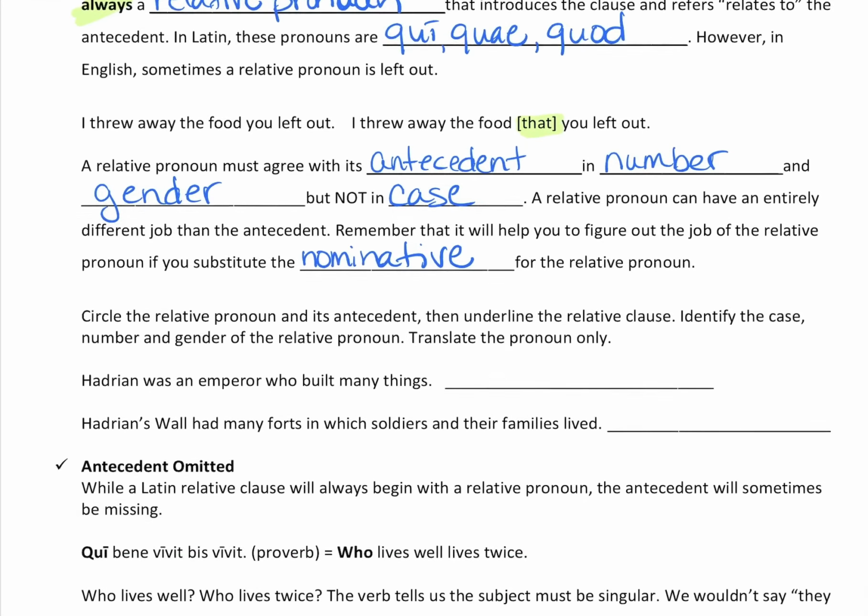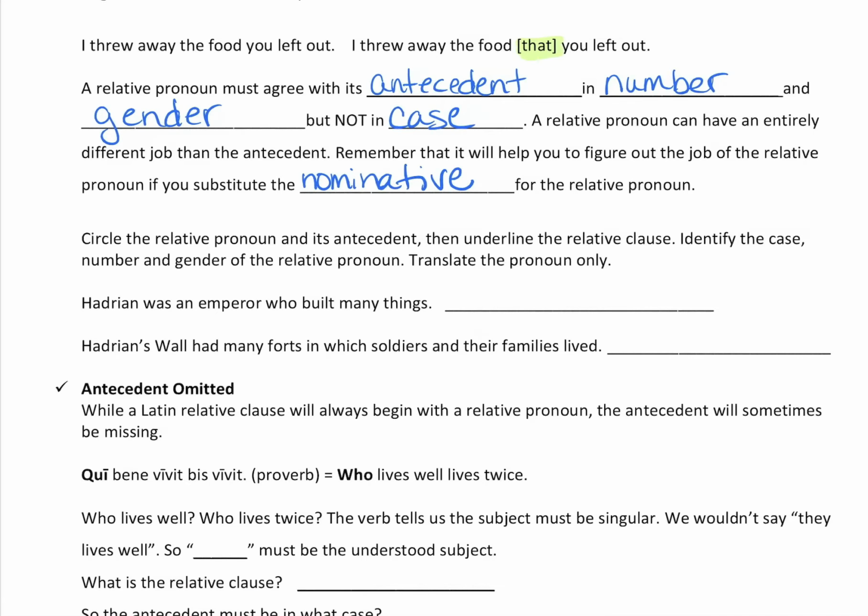Now, below, I'm going to have you do this, so pause after we talk about this and unpause when you're ready to correct it. I want you to circle the relative pronoun and its antecedent and then underline the relative clause. And I want you to identify the case, number, and gender of the relative pronoun and translate the pronoun only. So go ahead and pause and come back when you have done that.